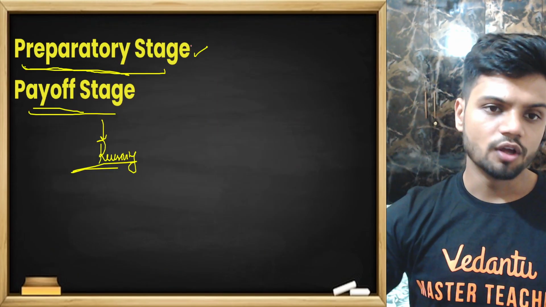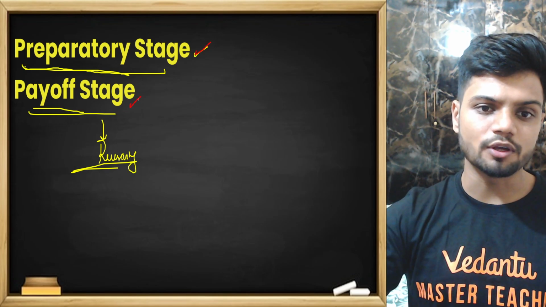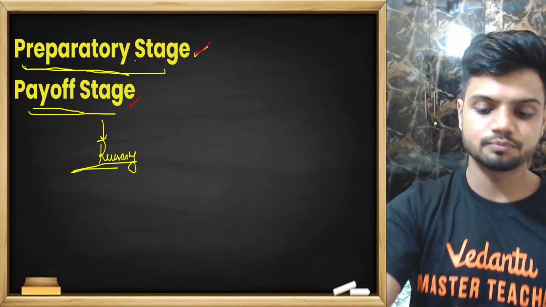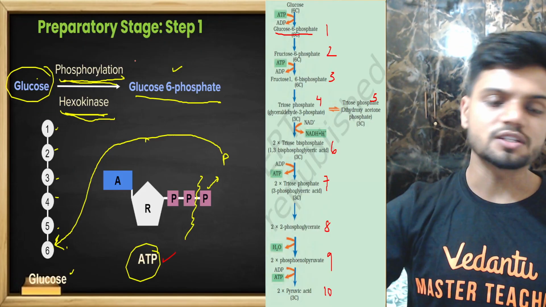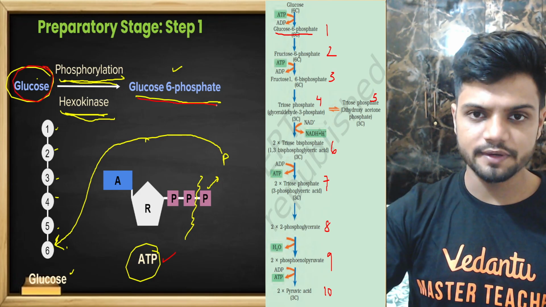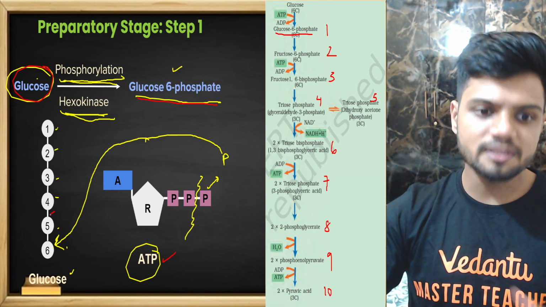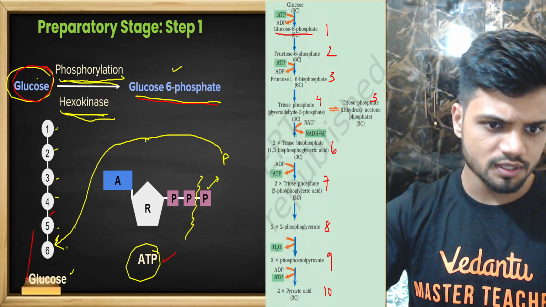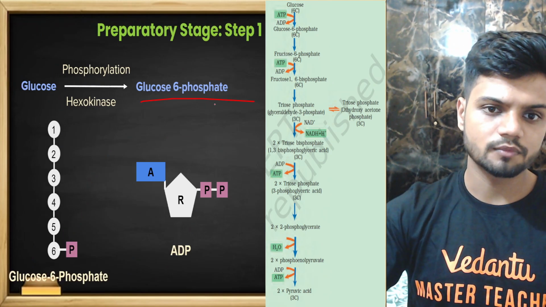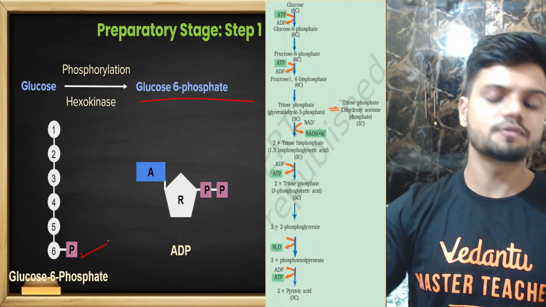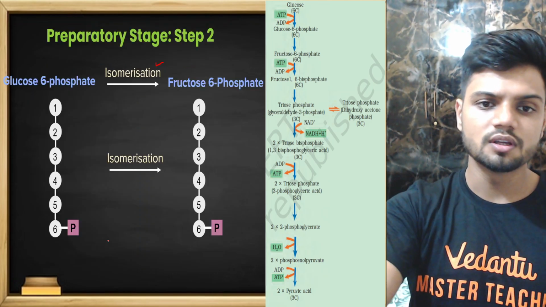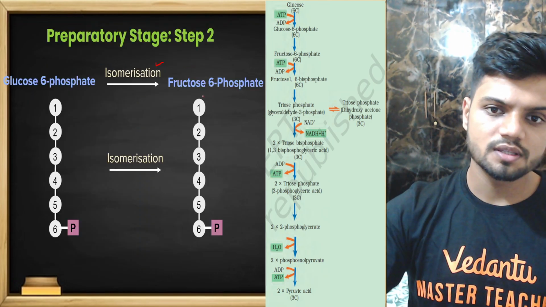There are 2 stages here. One is called the preparatory stage, the other one is called the payoff stage. In the preparatory stage, we invest; in payoff, we take the return back. Preparatory stage: glucose is converted to glucose 6-phosphate, phosphorylation, ATP is added here. 6 carbon glucose, 1 phosphate attached here will become glucose 6-phosphate. Now, glucose 6-phosphate will undergo isomerization, same but different. Second step, isomerization, so we end up getting fructose 6-phosphate.